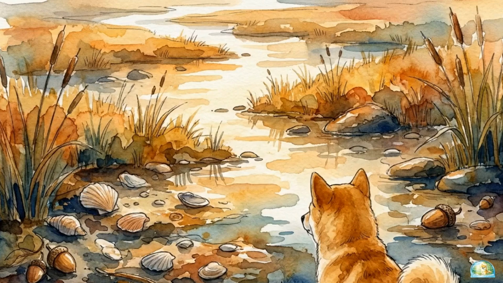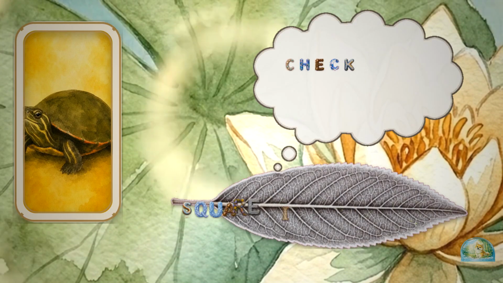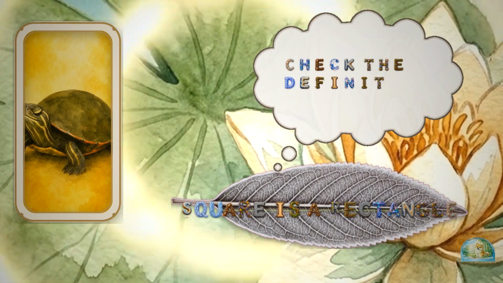Which label in this environment tells you the most important mathematical relationship, and how does the animal's action prove it? A square has 4 right angles, so it satisfies the definition of a rectangle.